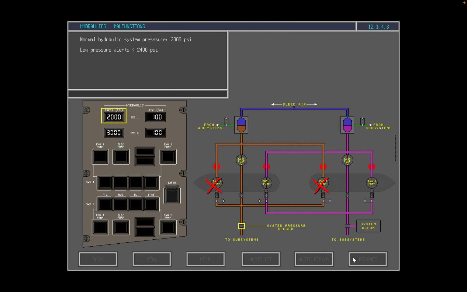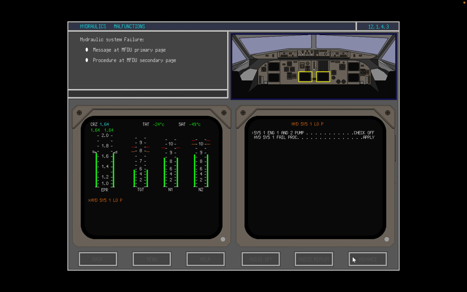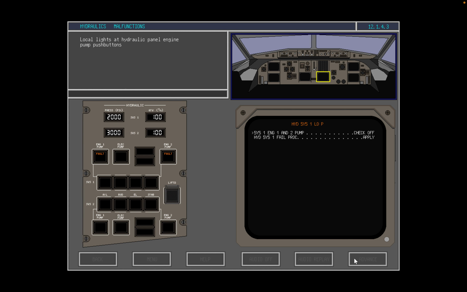The hydraulic systems are normally pressurized to 3000 psi. If pressure drops to 2400 psi or less, a low pressure alert will be generated by the FWS. Low pressure in hydraulic system 1 causes the alert Hydraulic System 1 low pressure to be displayed at the MFDU primary page and the associated procedure to be presented at the secondary page. The relevant engine pump push buttons illuminate faults at the hydraulic panel.